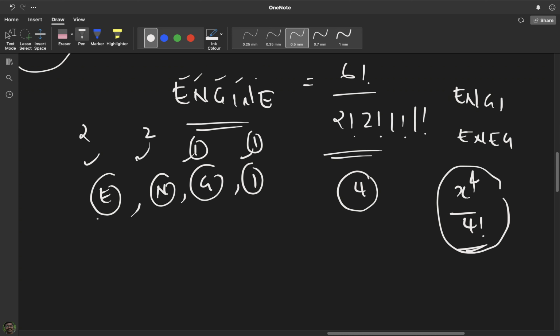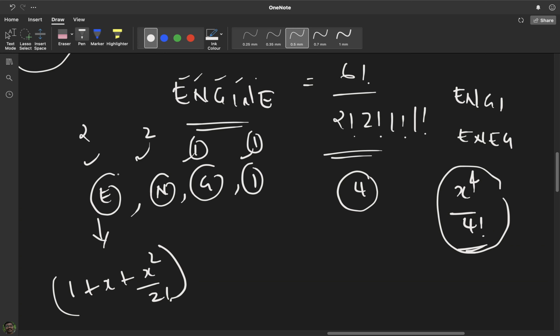So the corresponding factor corresponding to E is 1 if I am taking no E's, plus x if I am taking 1 E, plus x square by 2 factorial if I am taking 2 E's, because we are discussing here exponential generating function. So every factor will have a factor of n factorial. Okay, so I hope you understand. So if there are 2 possibilities of E.